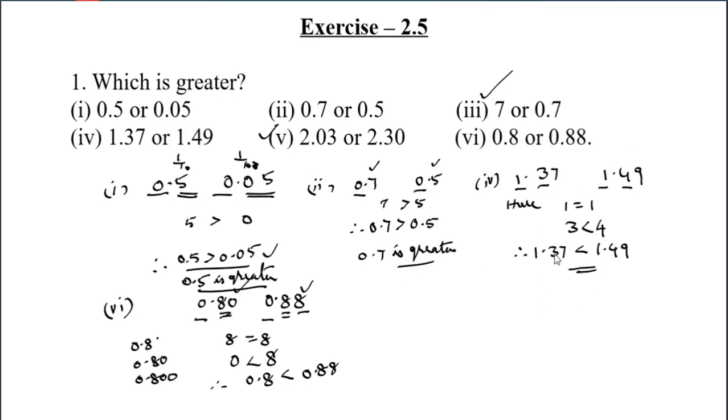So here 1.37 is less than 1.47, so this is the lesser value and this is the greater value. Therefore 1.49 is the greater one. Like that, here 0.8 is less than 0.88, therefore 0.88 is the greater one. Like that we can find the greater value.